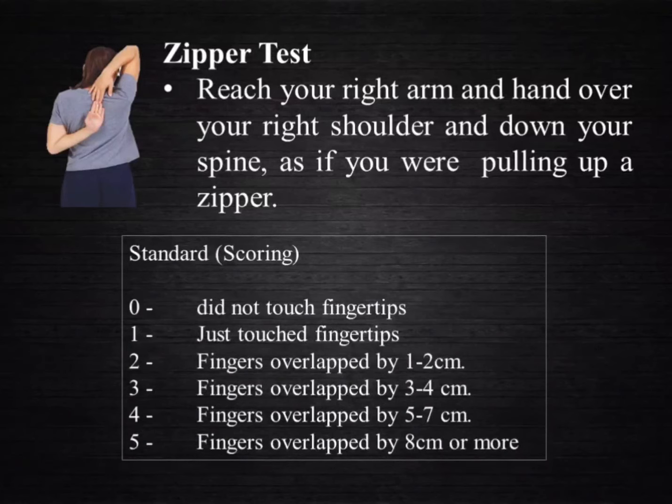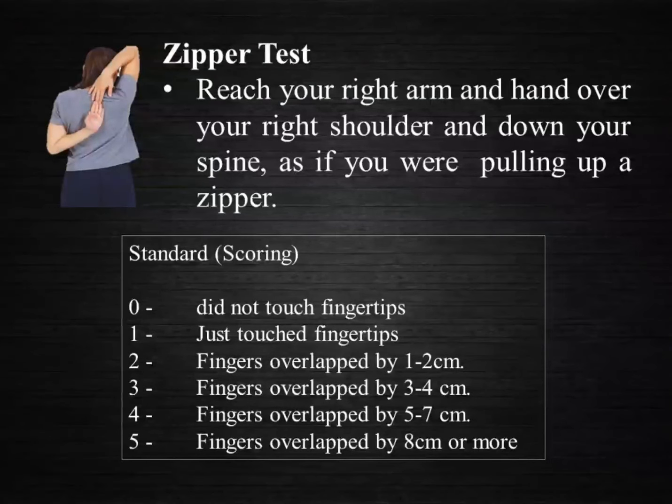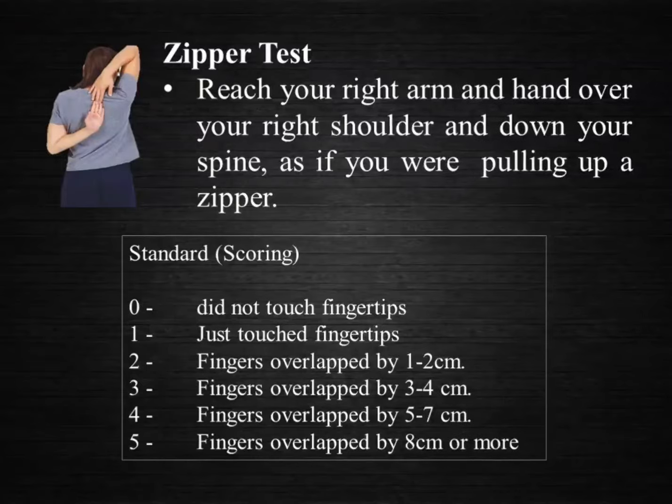Standard scoring. 0: did not touch fingertips. 1: just touched fingertips. 2: fingers overlapped by 1 to 2 centimeters. 3: fingers overlapped by 3 to 4 centimeters. 4: fingers overlapped by 5 to 7 centimeters. 5: fingers overlapped by 8 centimeters or more. Here is a video to show you how it's done.